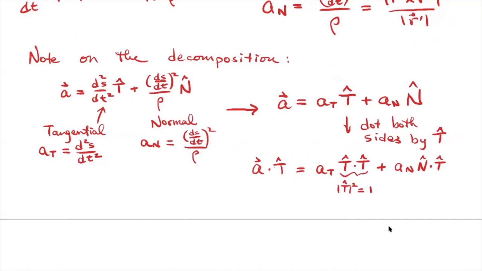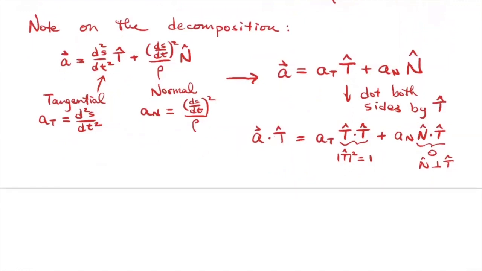So that's 1. And don't forget the relationship between N and T. What's their dot product? What's the dot product of N and T? I see that 0 in the chat. It's 0, because N, remember, is perpendicular. So we know that's a 0 dot product. So what you get out of that is that AT is A dot T.